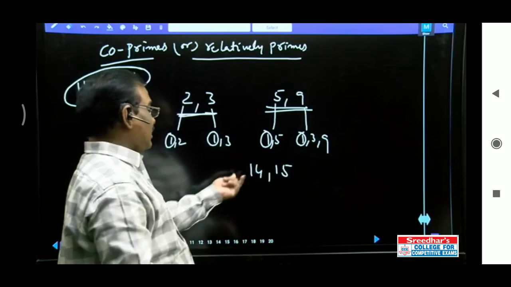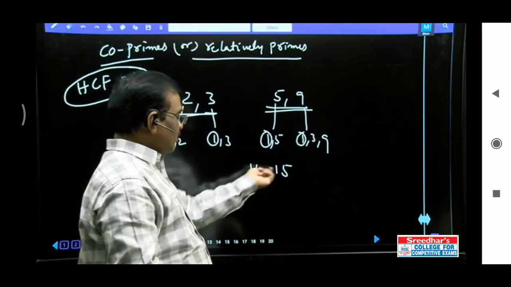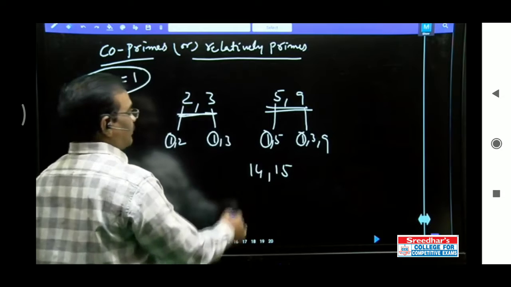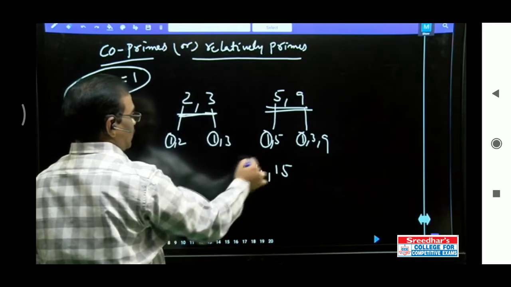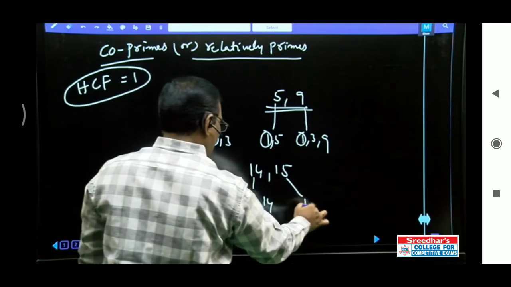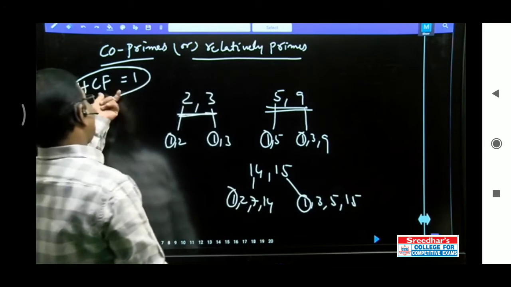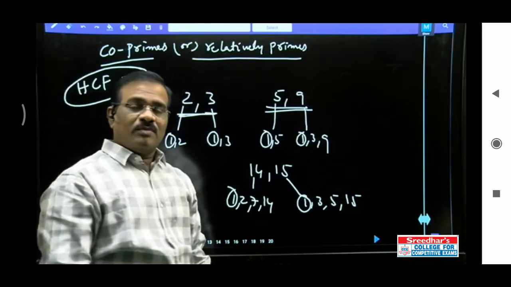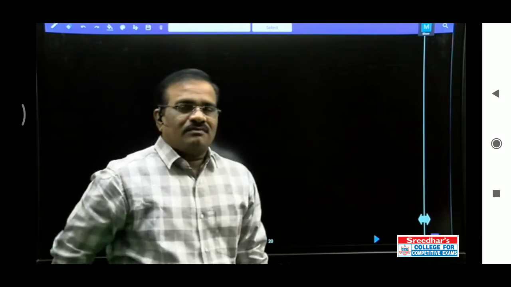For numbers to be relatively primes, those numbers need not be primes. Two composite numbers can also be relatively primes. Are you clear on that? Taking the factors of 14 and 15: 1, 3, 5, 15 are the factors of 15. Therefore the highest common factor is 1. If the HCF is 1, then those two numbers are said to be relatively primes or coprimes. Okay, good.